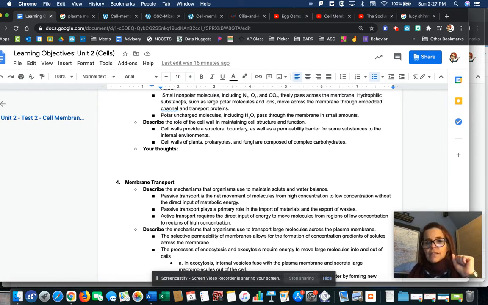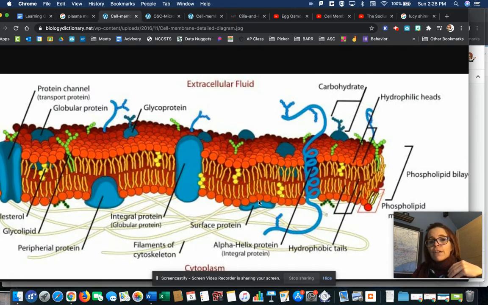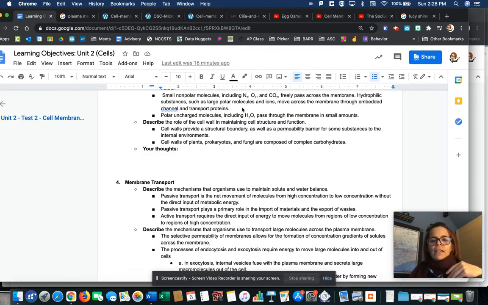Hydrophilic substances, such as large polar molecules, sugar and bigger, and ions, so things that are fully charged, move across the membrane through embedded channel or transport proteins. So they can't pass through the phospholipids. They have to go through these integral channel proteins.